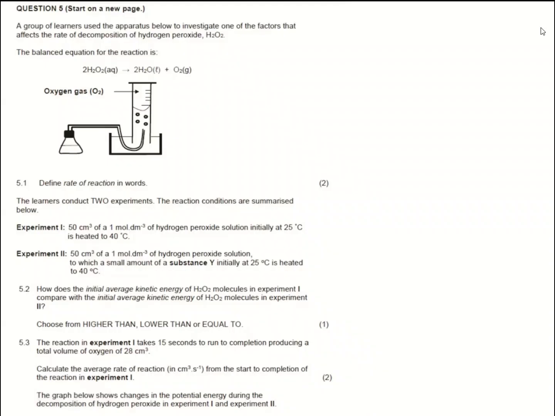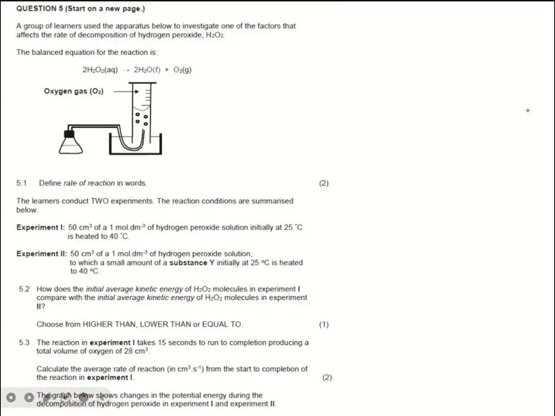Okay, so we have question 5. It says a group of learners use the apparatus below to investigate one of the factors that affect the rate of decomposition of hydrogen peroxide, H2O2. The balanced equation for the reaction is 2H2O2 in aqueous form to give us 2H2O in liquid form, plus oxygen gas. Then 5.1, as expected, define the rate of reaction in words.